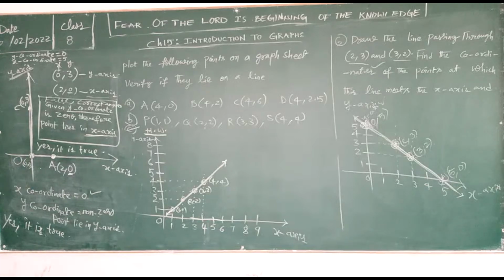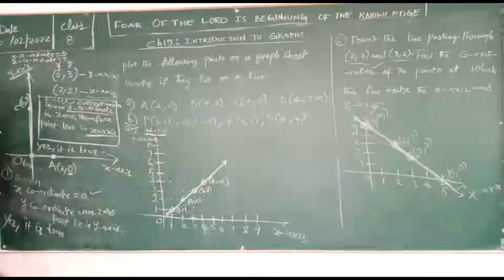Everyone understood this? Okay, you all only wrote true, false, and true. Not to write in that way. You have to write how I have written here in this way. So what you need to write first? X coordinate is 0. This is your first one. You need to write in this way only in your notebook. X coordinate is equal to 0. This is given: x coordinate is equal to 0, y coordinate is non-zero, point lies in y-axis.